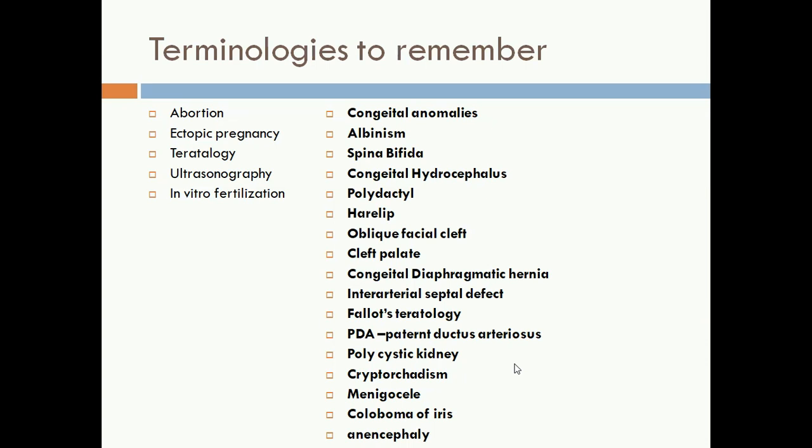Ultrasonography is the investigation useful for studying fetal development and its abnormalities. In vitro fertilization is the lab method of fertilization: instead of in the womb, the fertilization happens in the lab artificially. These are also the list of congenital anomalies which you will encounter in your textbook.